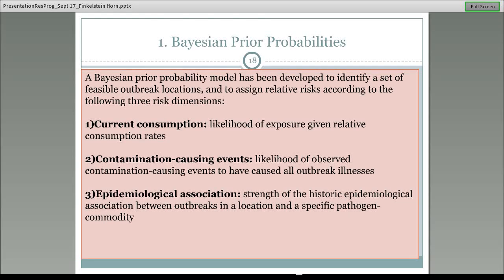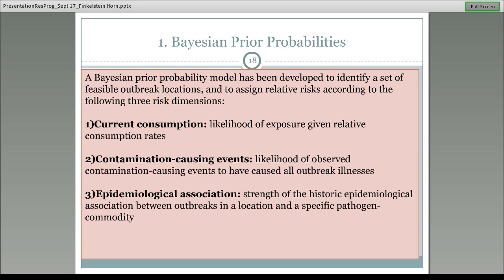Then the second is contamination causing events, so observations of events that are known to have caused outbreaks in the past. So, for example, if there have been observations of wild boars roaming through the fields in Monterey County, we might want to increase the probability that there is a contamination originating in that region.